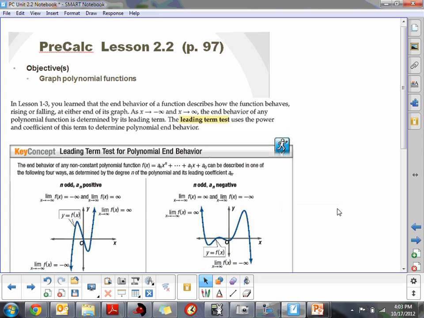The next section in lesson 2.2 concentrates on end behavior. They dub this the leading term test, which is something that we've done all along. We want to find the leading term, the term that has the highest exponent on your variable, and then we use the leading coefficient to help us figure out whether it's going to open upward or downward. So they've got some descriptions there.